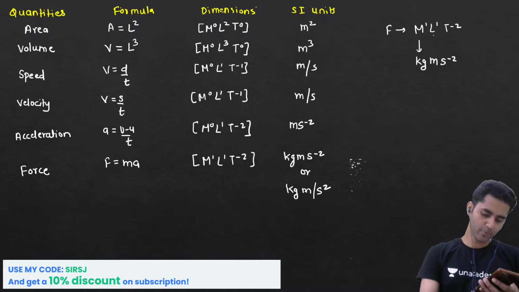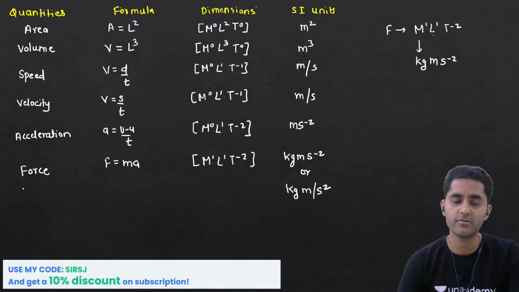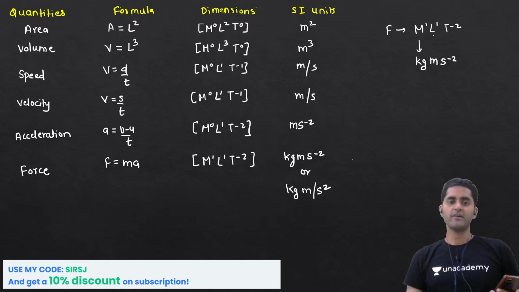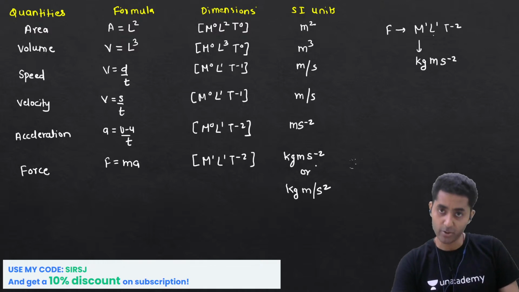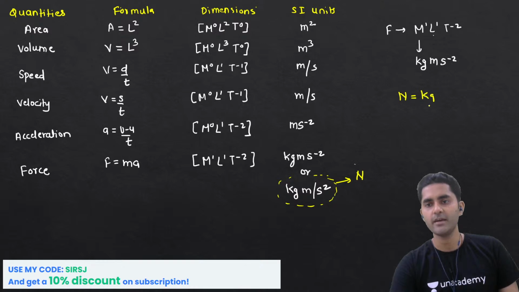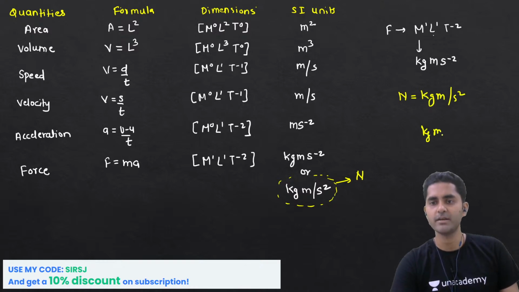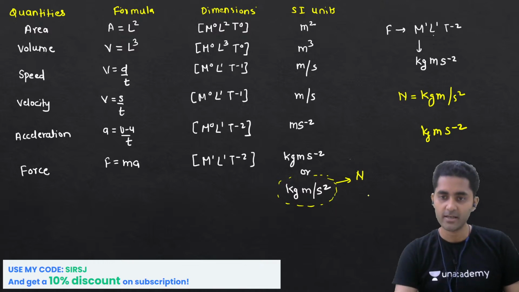Now you must be wondering, sir, the unit for force that we have heard is Newton, right? You're just telling kg meter per second square. You must have heard the SI unit for force is Newton. You know what, this kg meter per second square, or kg meter second minus 2, in short is called Newton. So Newton means kg meter per second square, or kg meter s power minus 2. This in short is called Newton.